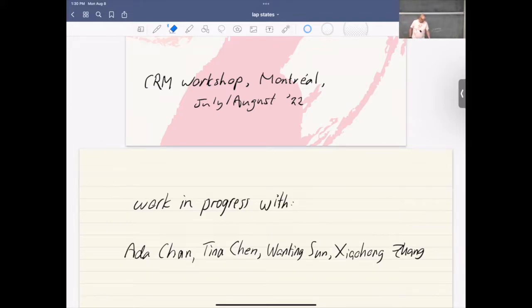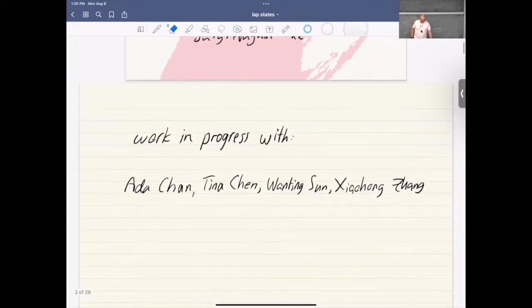It's work with these four people, all of whom are here. I remember once being at a conference where Rari was speaking and he insisted on inviting each of his co-authors to stand up so he could introduce them, but I will pass on that this time.